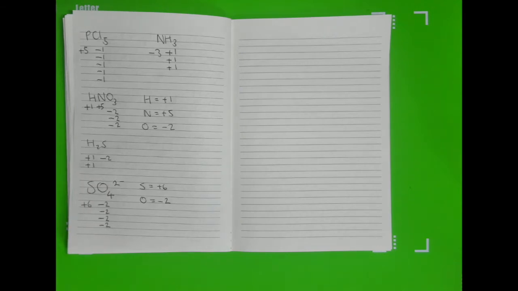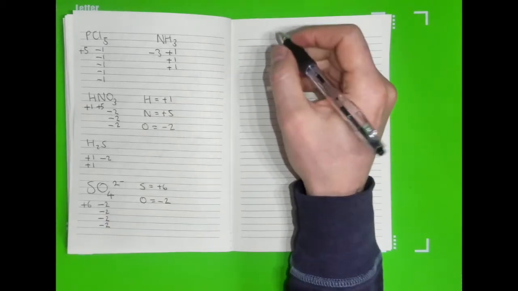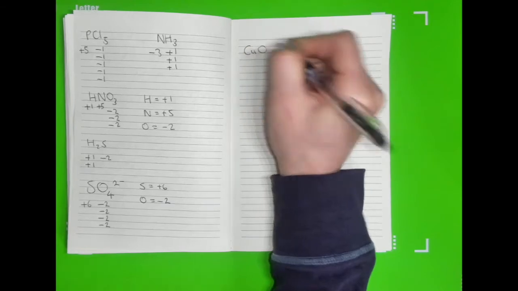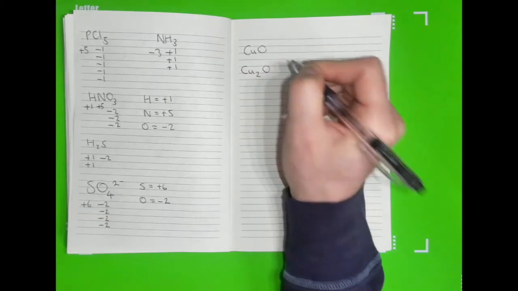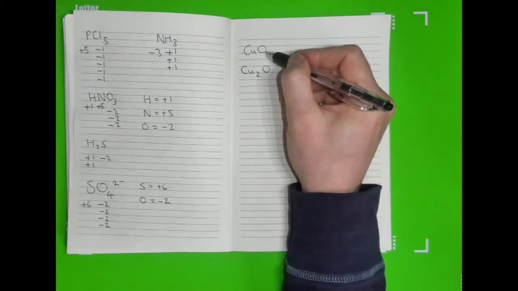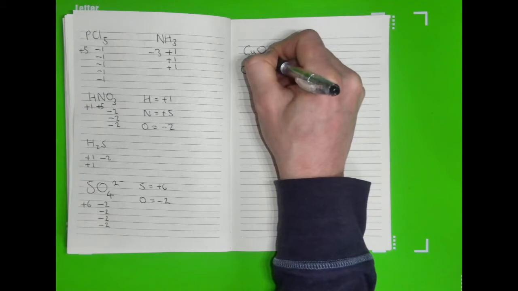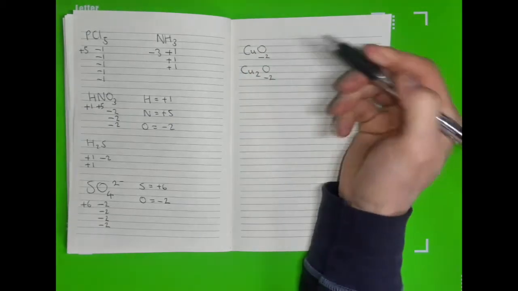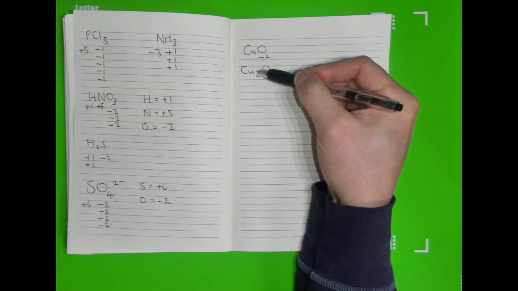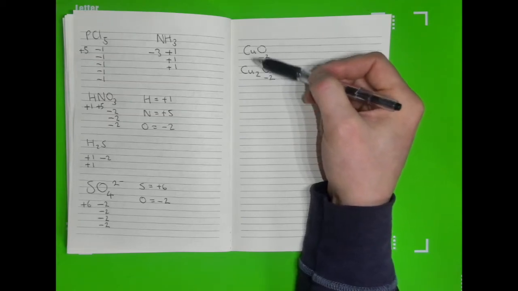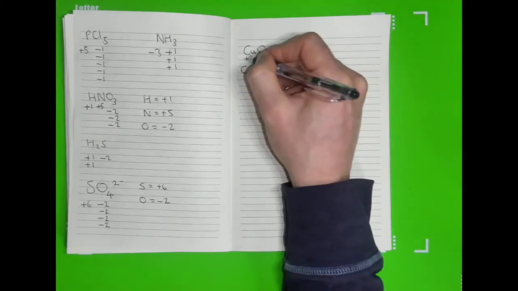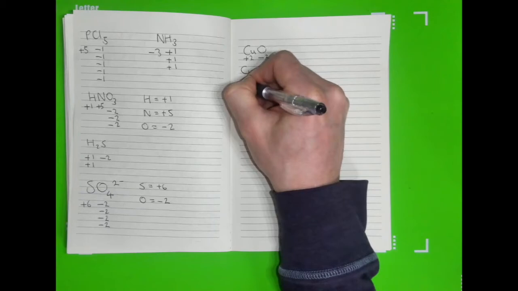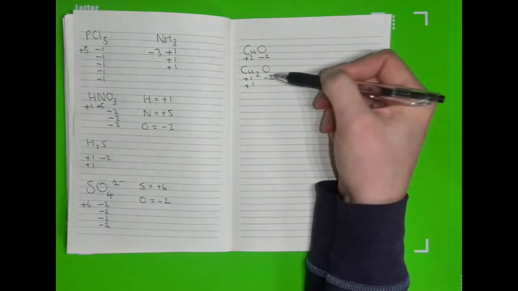Let's have a look at 2 forms of a compound. We've got black copper oxide, which is CuO, and red copper oxide, which is Cu2O. Now we know that oxygen has a charge of -2. Because we've got a different number of coppers in each formula, the oxidation state of the copper is going to be different in each one. It must be +2 in this one to balance the charge, but only +1 in this one because we've got 2 of them to balance the charge.